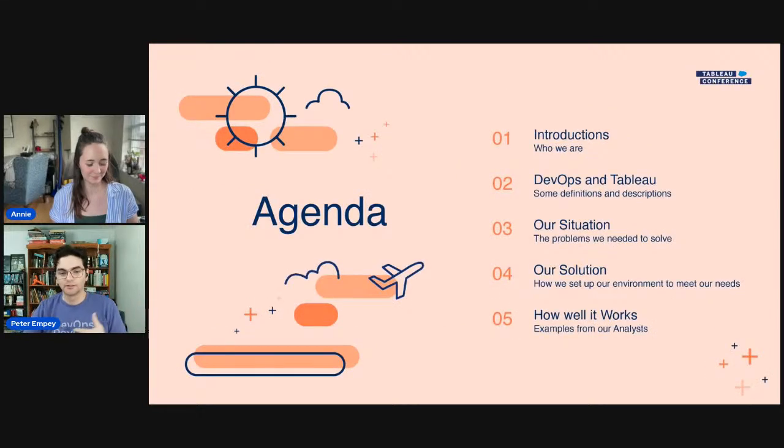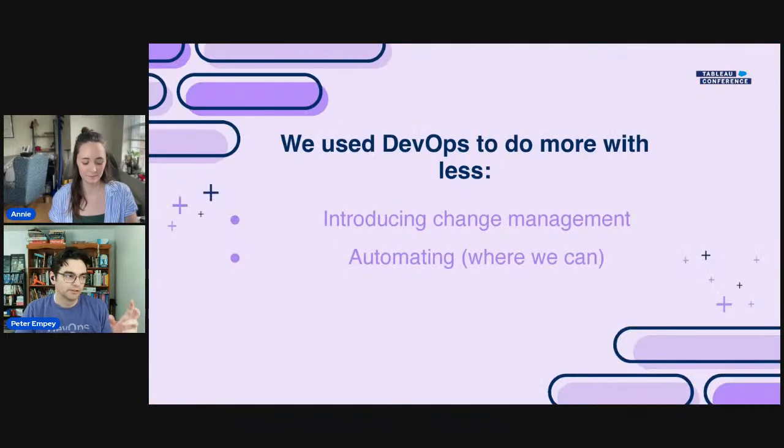Yeah, we're going to start off with the introductions a little bit. We're going to spend a minute talking about what DevOps is and how that works with Tableau. Give you some context about our situation, what we did, and hopefully describe a little bit how well that works. Next. But I don't like keeping people waiting. So here's the answer to the question that's posed in the title. We use DevOps to do more with less by introducing change management and then automating anywhere we could.